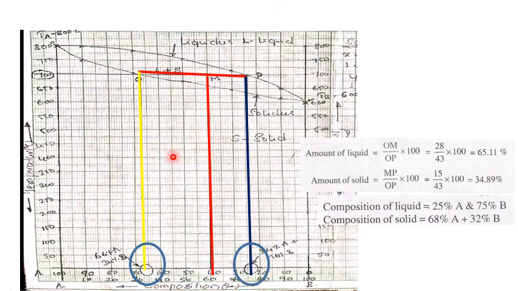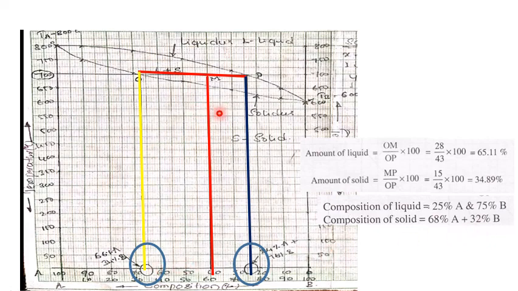So this is the one. For the solid, the line at which it intersects, if we drop that to the x-axis, we are going to get 68 and 32. For me we have got 66 and 34, while in the book it is 68 and 32, so nearly you are going to get the same thing.